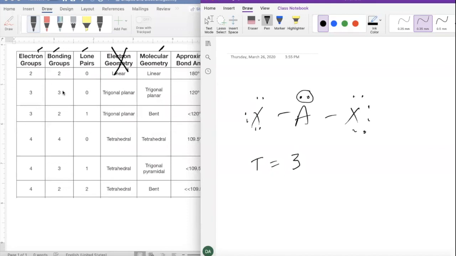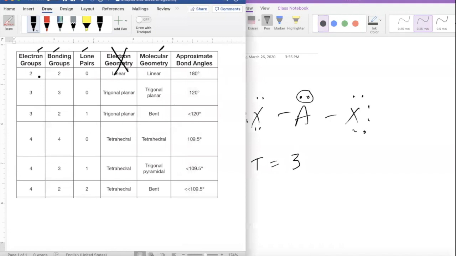Can there only be 2 lone pairs in the center? Yes, there can be 2 lone pairs in the center. Like in this example, we're going to see this, like 4 to 2 example. This is basically water. Okay, we're going to see that. So total is actually this number plus this number should match this number.